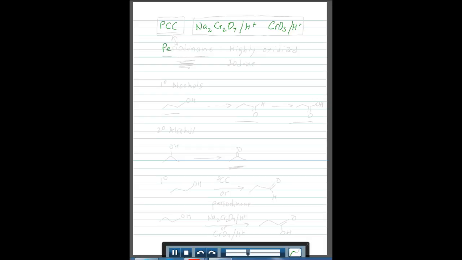So there's a new oxidizing agent. It's not new, but it's new in books because it's been shown to work really well: the periodinane. It's a very highly oxidized iodine. Okay. The iodine is very oxidized. It has a lot of oxygens attached to it, and then it can oxidize organic molecules.